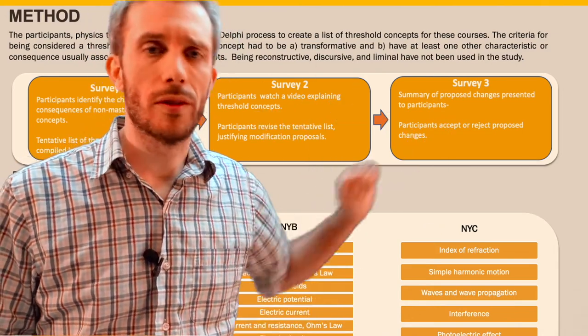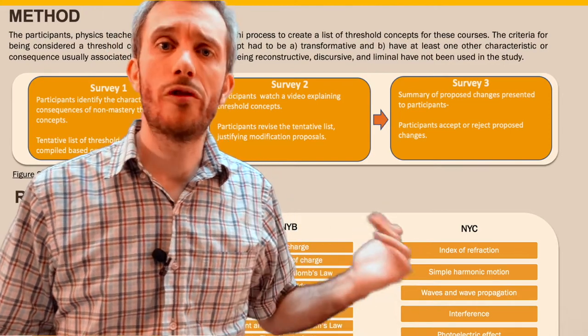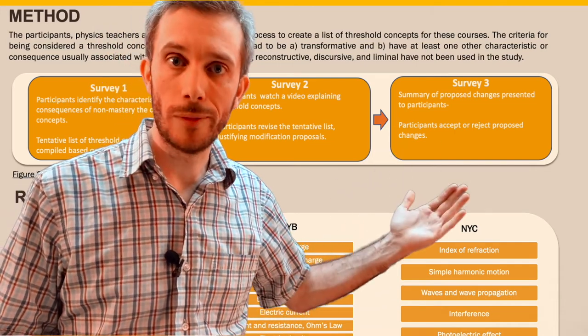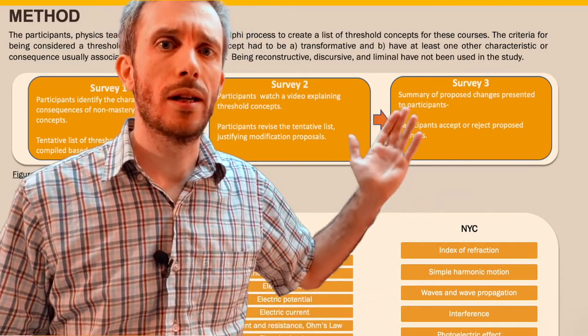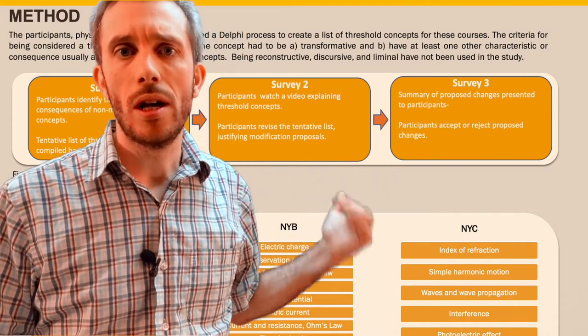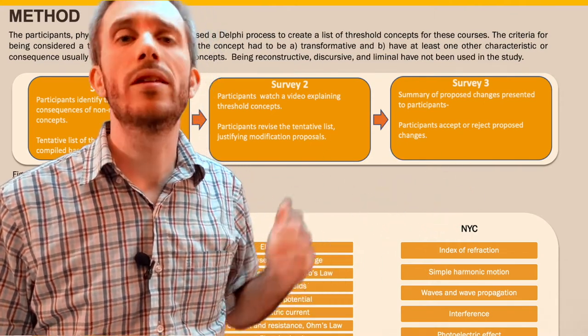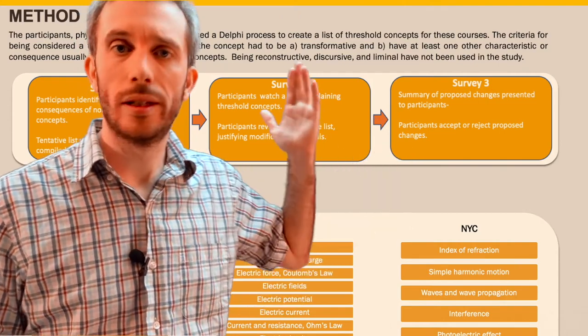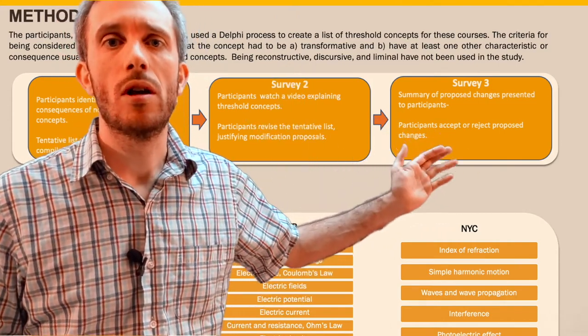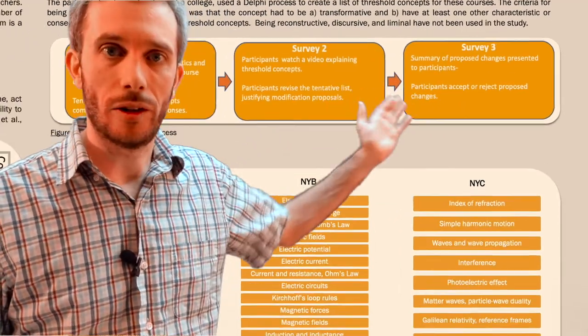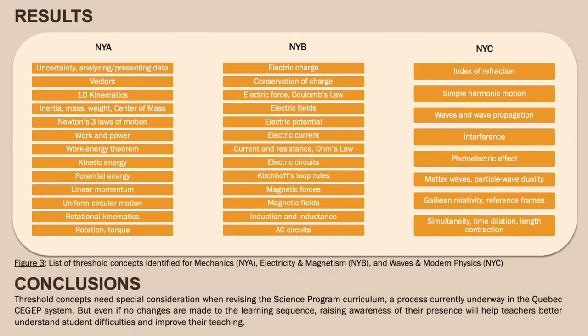Then in the second round of survey, the participants were first shown a video that informed them about the threshold concept framework. And then they were asked to review the list that resulted from round one and suggest modifications, adding items or removing items, and in each case, justify why. In the last round, the participants voted on all these suggestions, and we ended up with the final lists that you can see in the results. The results show that there's an equal amount of threshold concepts in NYA and NYB, and slightly less in NYC.